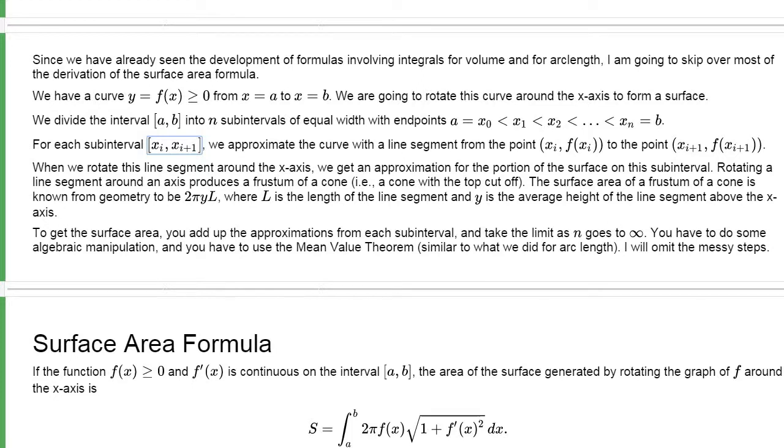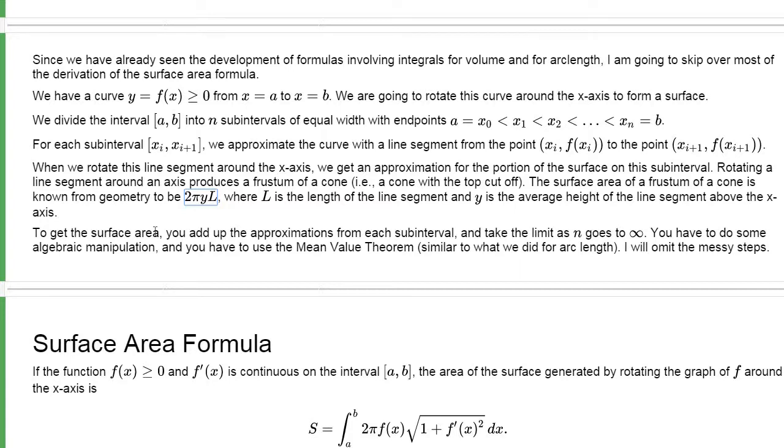And what you get when you do that is what's called a frustum of a cone, a piece of a cone. So it's like a cone with the top chopped off. And the surface area of a frustum of a cone is known from geometry. Here's the formula for surface area of that piece of a cone, 2 pi times y times L, where L is the length of the line segment, that is the slant height of the thing, and y is the average height of the line segment above the x-axis. That's the average radius of the frustum.